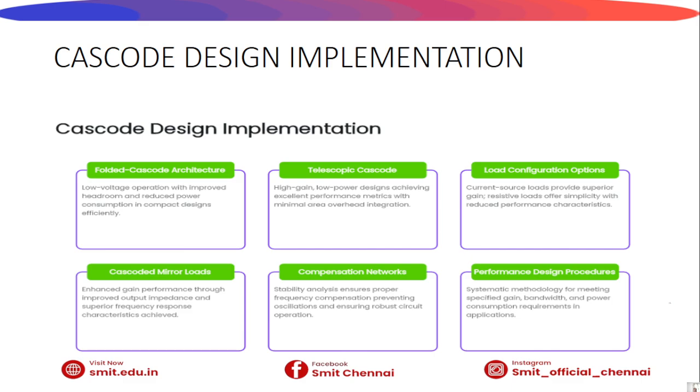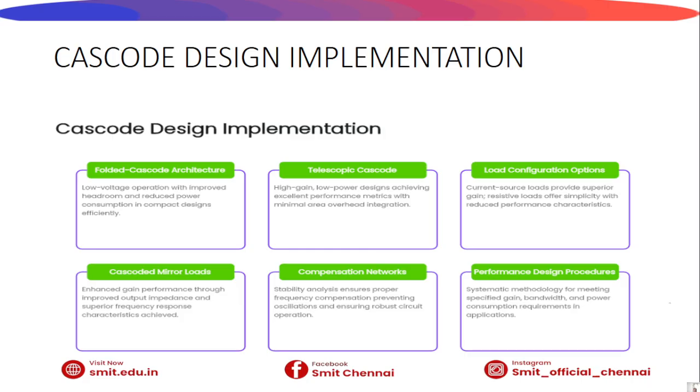Next, see about the cascode design implementation. Here we see a typical cascode design implementation, while the specific circuit may vary. The core idea is to stack two transistors, often a common source or common emitter amplifier followed by a common gate or common base stage.